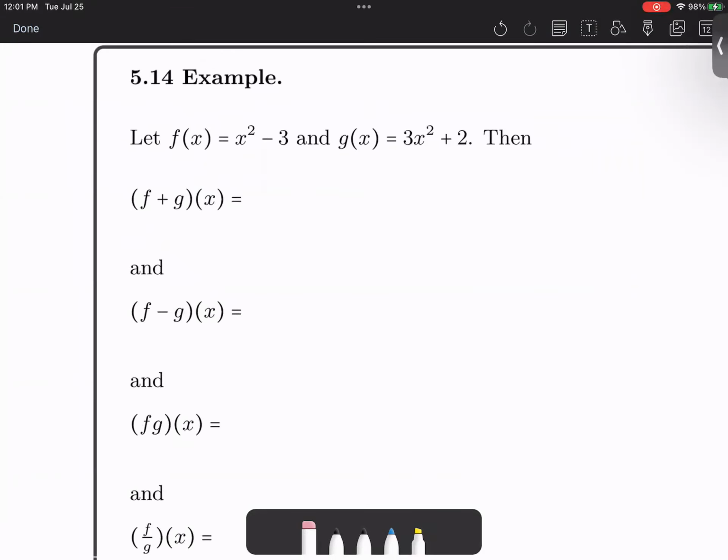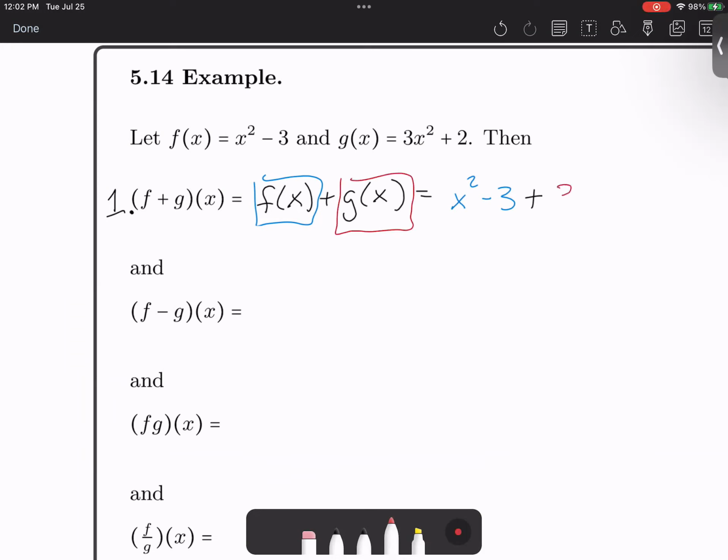So let's take these two functions and create new functions from them. Let's think about this first one. I want to create the new function f plus g at the value of x. So this will be f of x plus g of x. It is the sum of the two functions. So f of x is x squared minus 3. I will then add to that g of x, which is 3x squared plus 2.